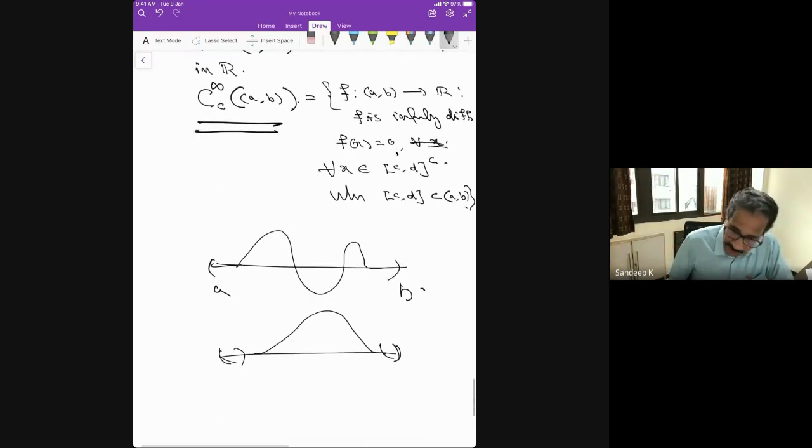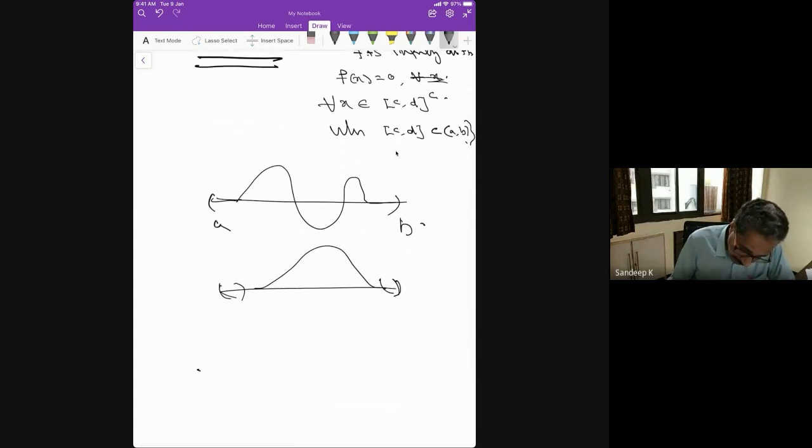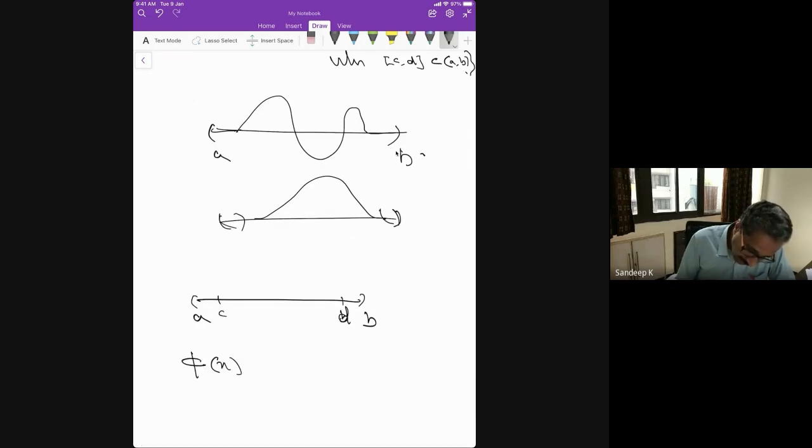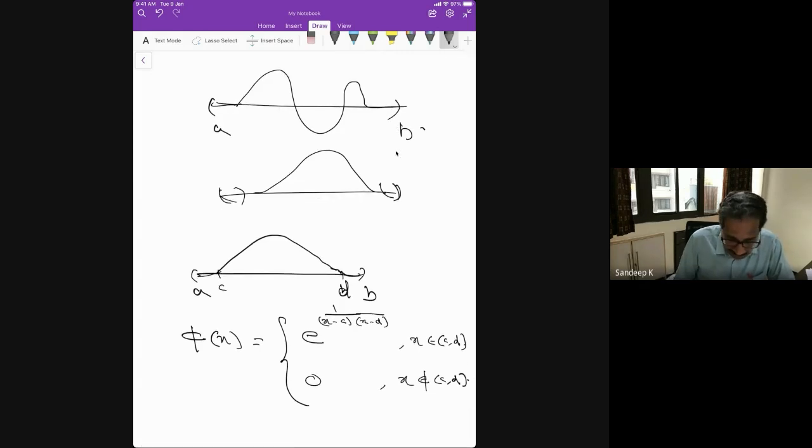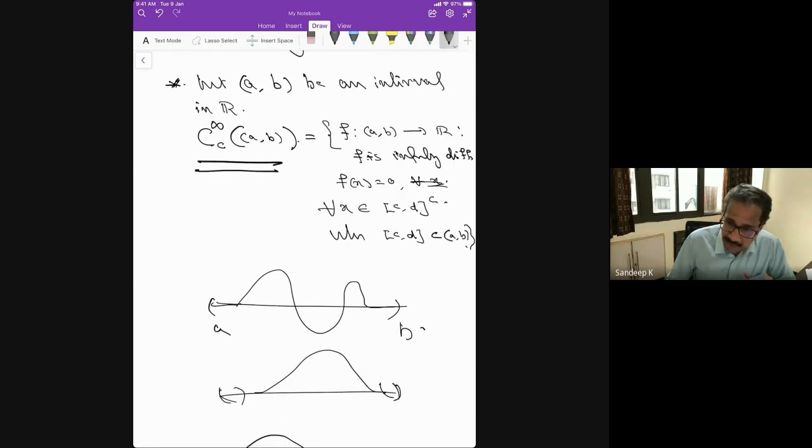So you may wonder whether there are such functions. For example, I can always construct such functions. I will take an interval (a,b), and put another two points c and d here. Then I can take a function phi of x equal to e to the power 1 by (x minus c)(x minus d), when x is in the interval (c,d), and you can put it as 0 when x is not in (c,d). So this is going to be a function something like this. You can vary c and d, and you can get infinitely many functions like this. These are the objects I wanted to play with: C infinity functions with compact support.